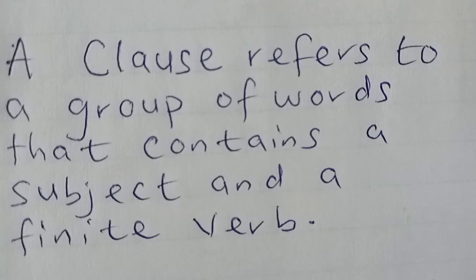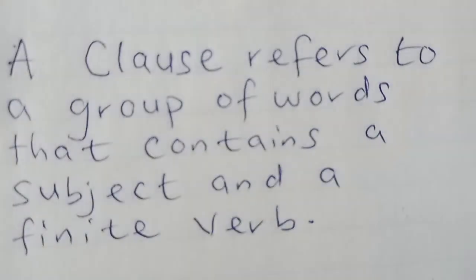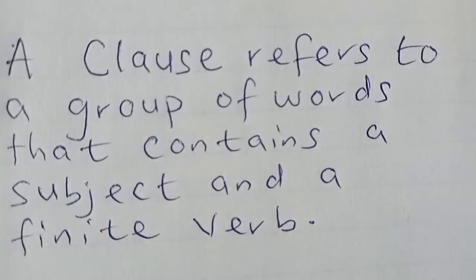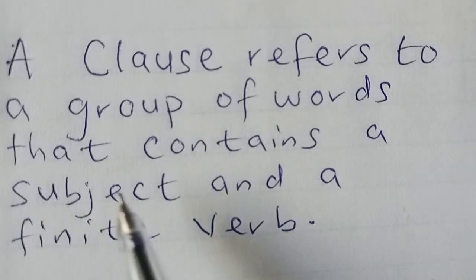So a finite verb must agree with a subject, must work with a subject in that sentence before it can be considered a finite verb. If there is no subject at all, whether visible or hidden, then any verb there is not a finite verb, and that expression will not be considered a clause because a clause must have both a subject and a finite verb.